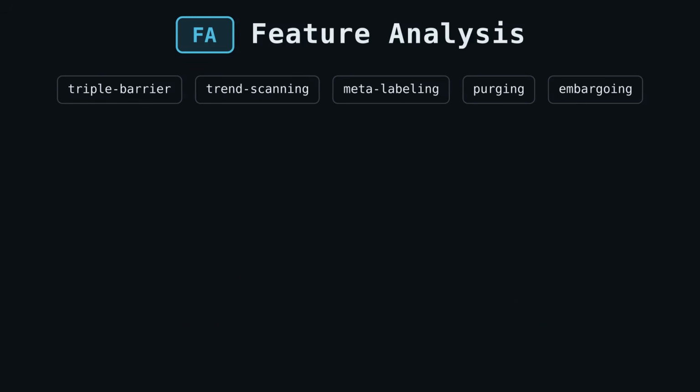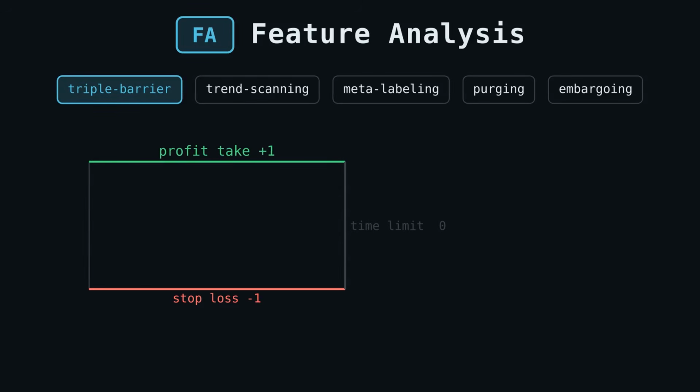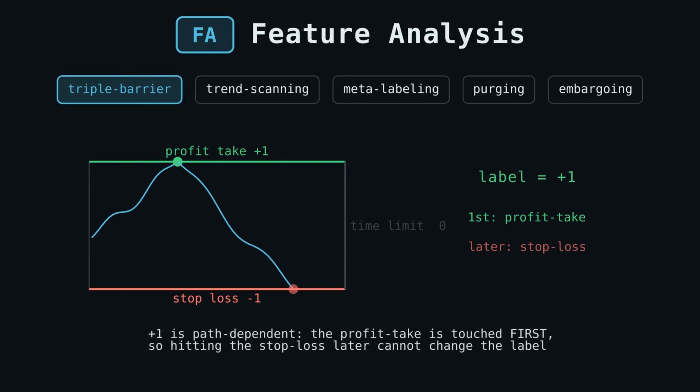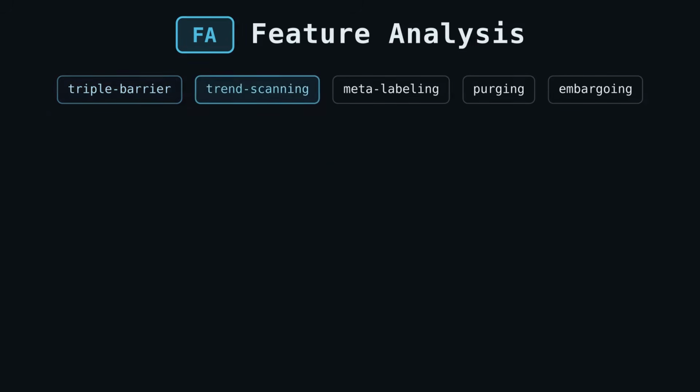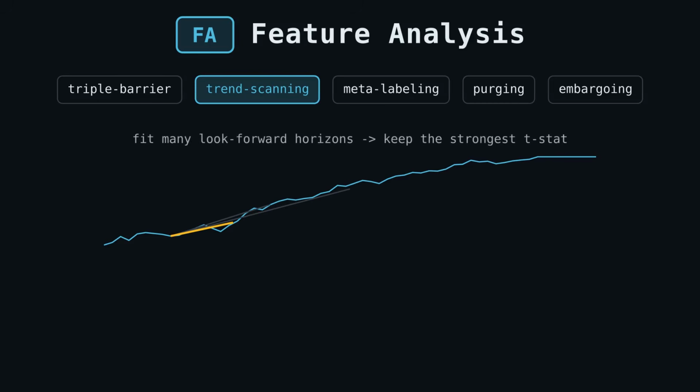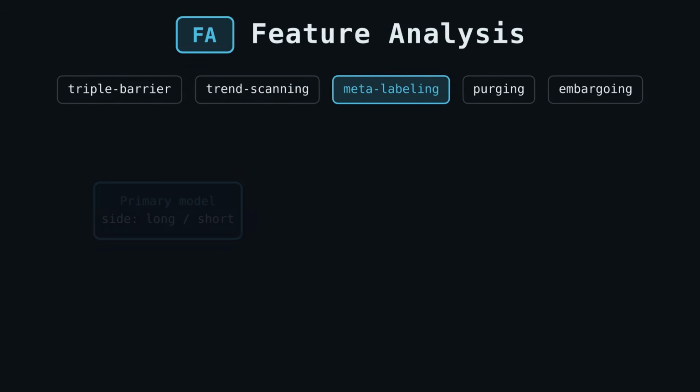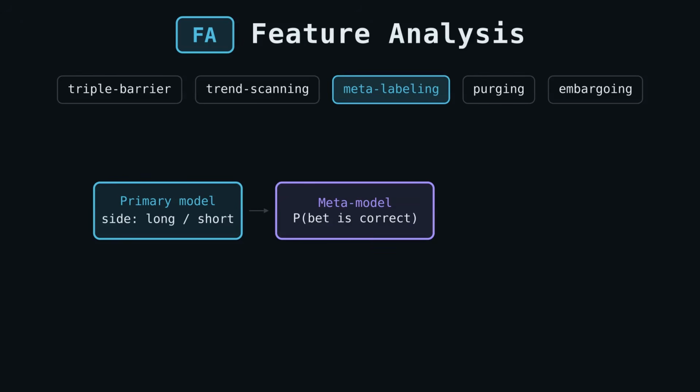Next, feature analysis turns clean data into learnable signals. The triple barrier method labels each observation by the first barrier it touches, a profit-taking level, a stop loss, or a time limit, so the label reflects how the trade would truly have played out. Trend scanning fits many look-forward horizons and keeps the one with the strongest statistical significance. Then comes one of the author's signature ideas: meta-labeling, also known as corrective AI.